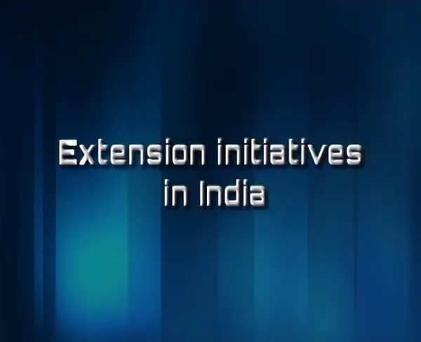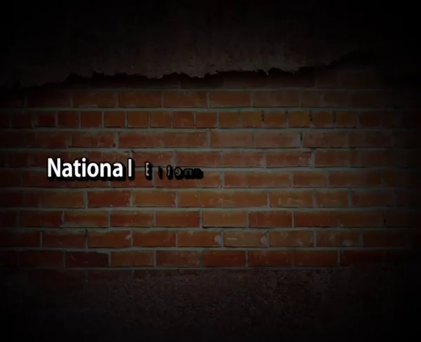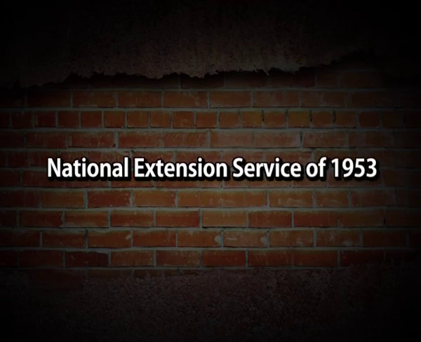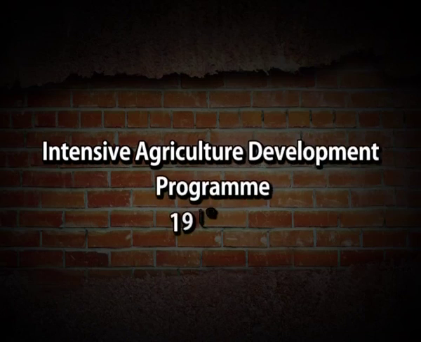It is very interesting to understand the extension initiatives in India. The history of extension initiatives in India goes back to pre-independence days. We can, however, refer to some post-independence period initiatives. One of the important initiatives was the National Extension Service of 1953. Almost for the first time in India, major steps were taken towards introducing a National Extension Service in the whole country. In the following years, another program titled Intensive Agriculture Development Program was launched in 1959-60.